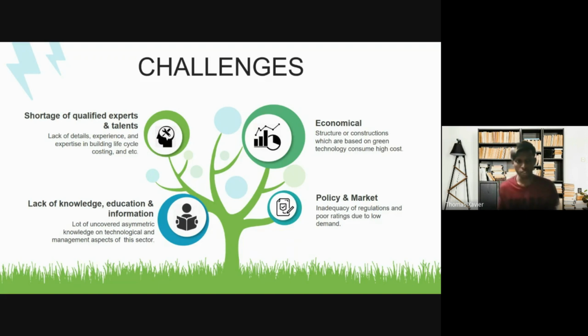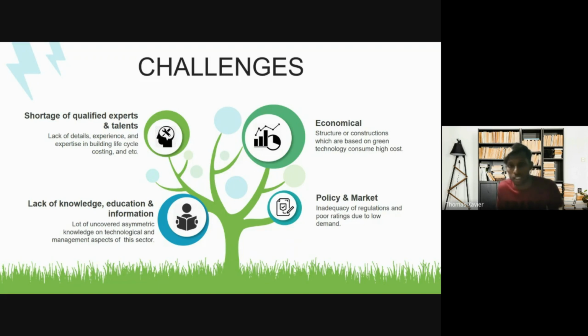The second challenge is policy and market. On the topic of the inadequacy of regulation, it is a result of a lack of adequate incentives for green building promotion, implementation, and execution, because it is often accompanied by costs, with rules and regulations not appropriately imposed by government to encourage the development of green technology. And poor ratings are very common due to the low demand for green buildings, because the premium and the resale value are not only high for the customers but also for the investors.